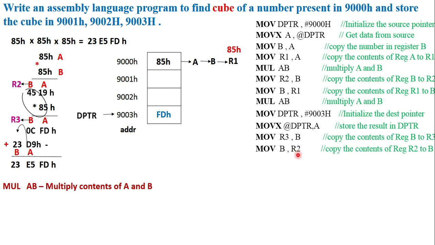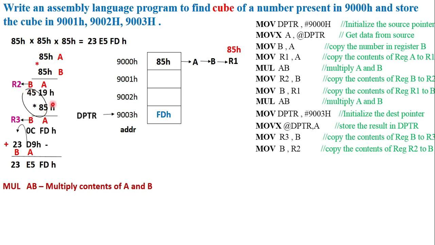So the contents of R2 are moved into B. That is, 45 is loaded into the B register. Once this is done, one of the operands is ready. The other operand is 85. And we know the rule for multiplication tells us that one of the operands must be in the A register, the other must be in B. B is already having the data.